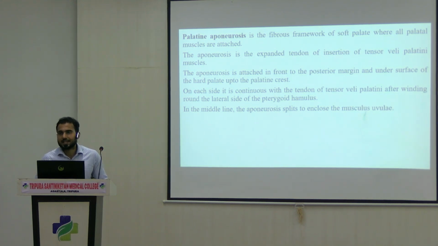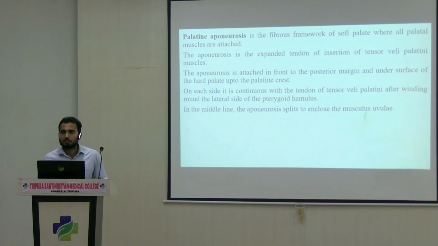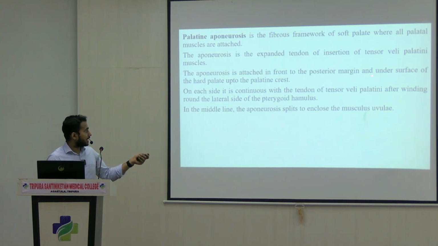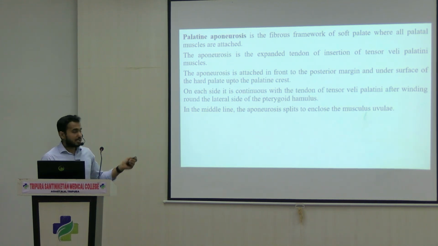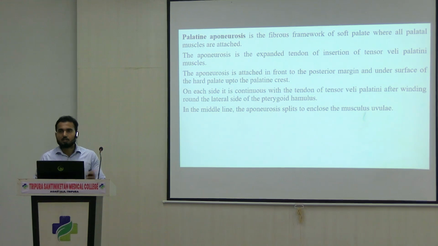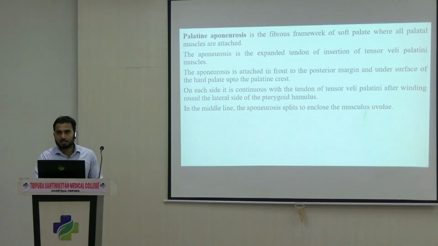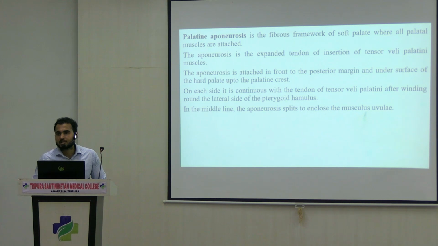It is mainly formed by the expansion of the tendon of a particular muscle, and that is the tensor veli palatini muscle. Okay, the expansion of its tendon forms it. Now it is attached in front to the posterior margin of the hard palate, and on either side it continues as the aponeurosis. Now in the midline it splits and encloses the musculus uvulae. Okay, that is how the palatine aponeurosis is present in the soft palate.